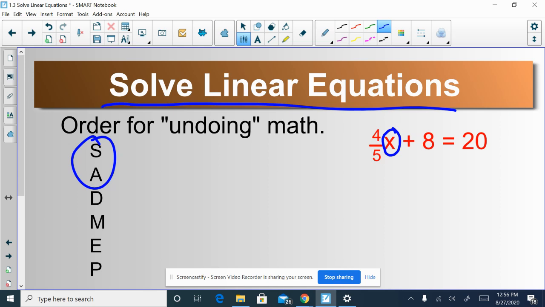You want to get rid of the other stuff. So what you do is you look and you say, okay, x is over here, but it's got some other things going on with it. It's not by itself right now. It has a plus 8, and it's also being multiplied by 4/5.